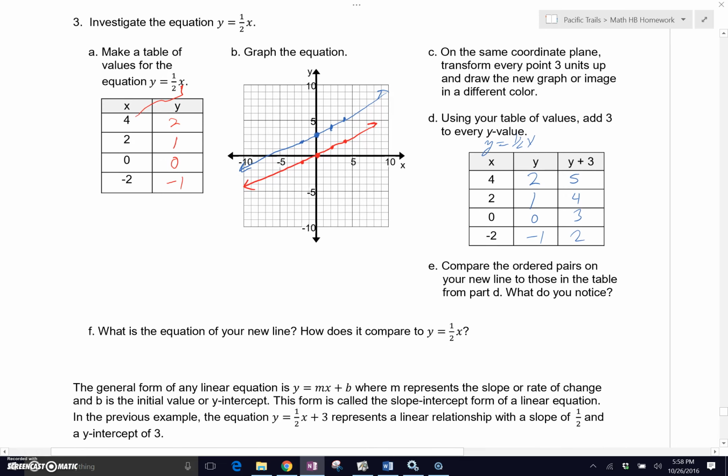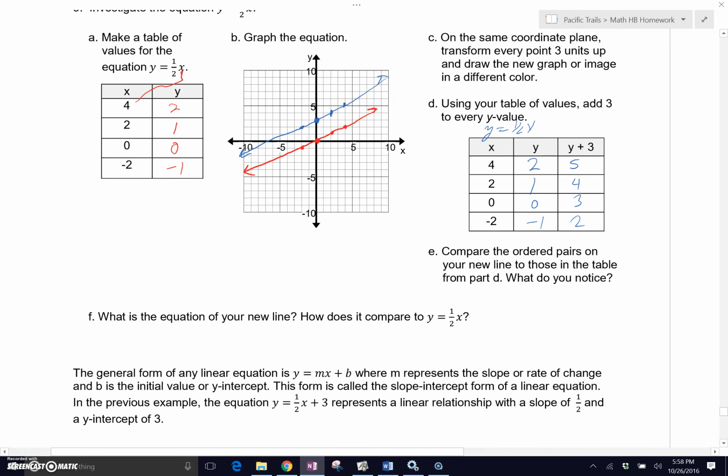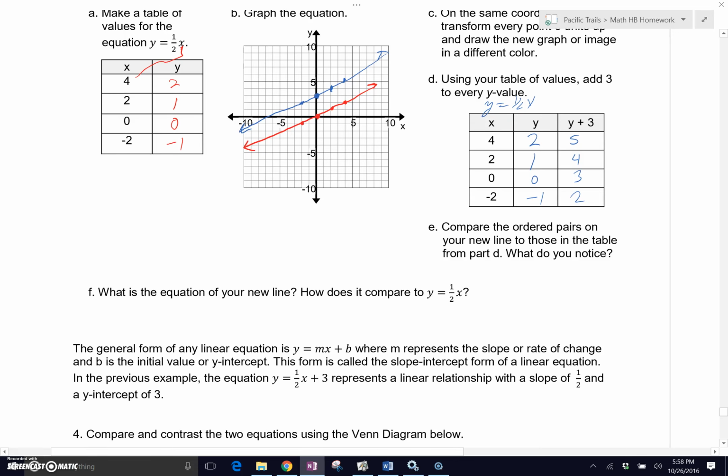It says compare the ordered pairs on your new line to those in the table from part D. What do you notice? When I look at the ordered pairs compared to the table in part D, what we saw is they were the same.